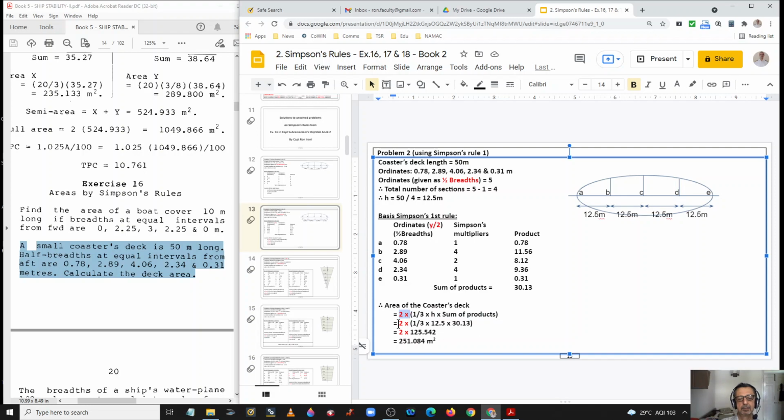Substituting the numbers, we have 2 into 1 upon 3, H is equal to 12.5, we have calculated above, and the sum of the products, 30.13, which we have also calculated above. Thus giving us the area of the coaster's deck to be equal to 251.084 square meters.